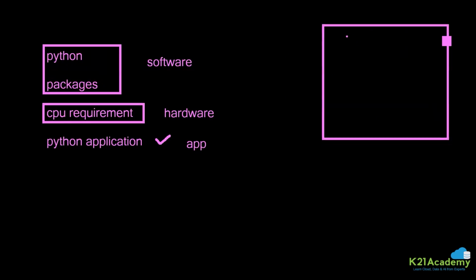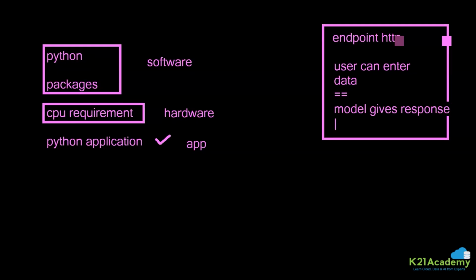Now, when you want to run this app as an endpoint, an HTTP endpoint, so that the user can enter data and the model will give the response via the endpoint, the HTTP call. Simple. This model might be consumed over a web page.